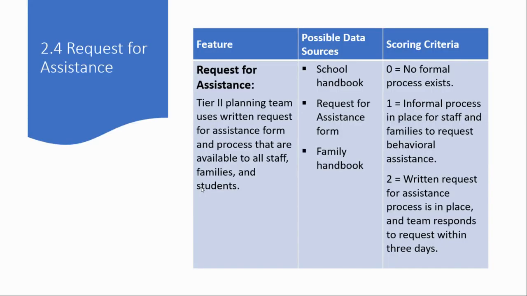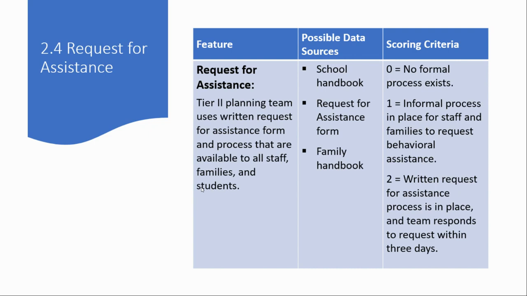So 2.4 is going to look at that request for assistance. The feature says the tier 2 planning team uses written requests for assistance forms and processes that are available to all staff, families, and students. So some possible data sources is the school handbook, that request for assistance form that all teachers and student personnel have been trained to use, or that family handbook.